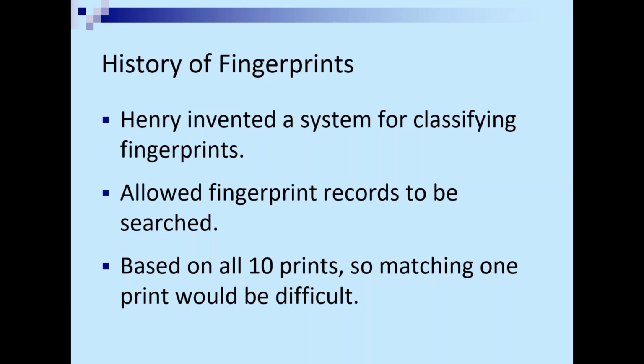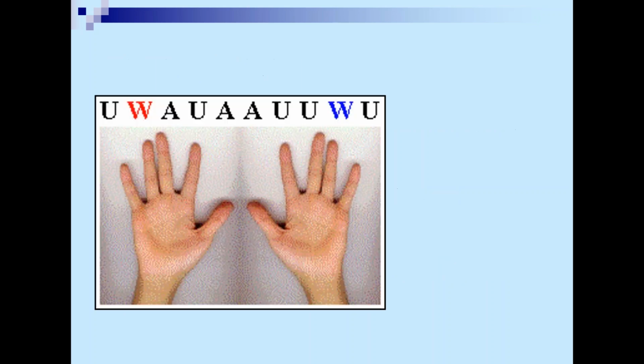This was still very time consuming because if you determine that they had a loop, whorl, loop on their right hand, there may be several people in the system with a loop, whorl, loop. Okay.